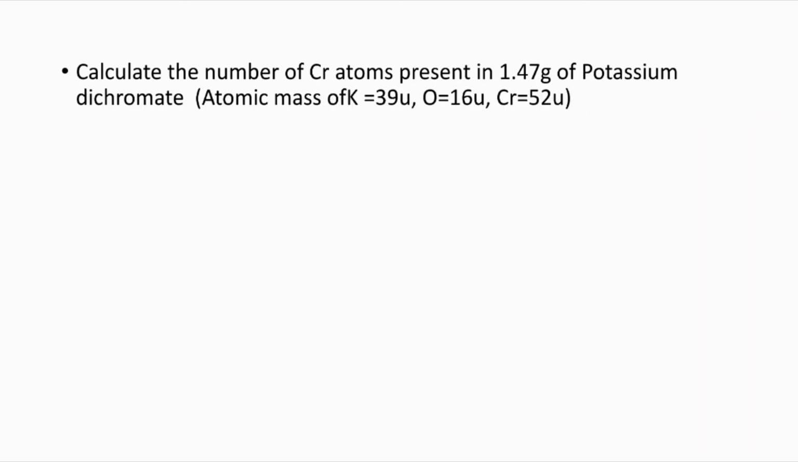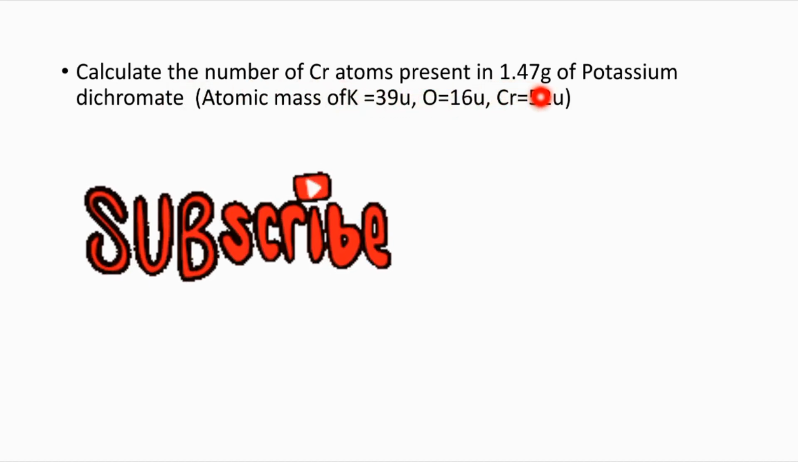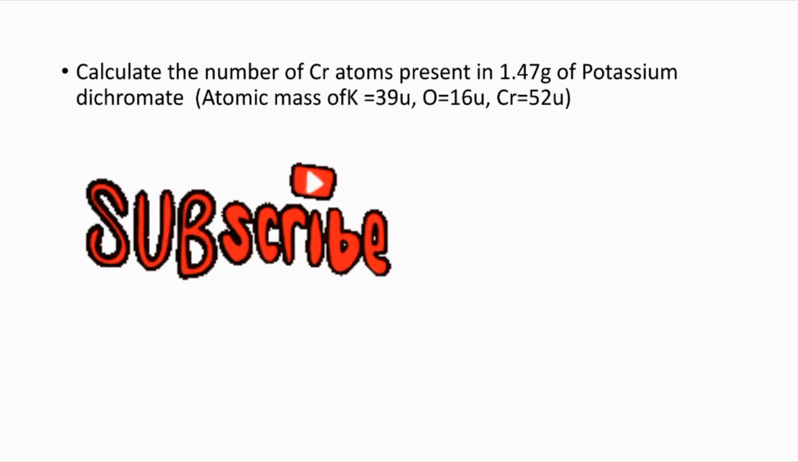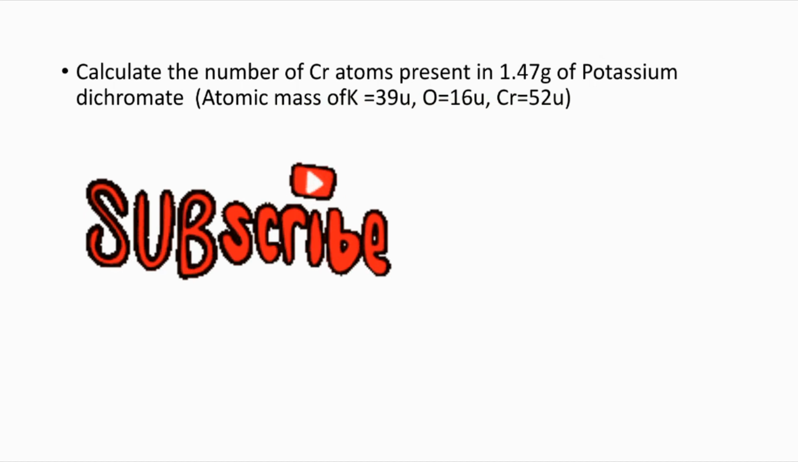Easy. Now see this question. Calculate the number of chromium atoms present in 1.47 gram of potassium dichromate. See, it is similar to the previous problem only. So you can solve this question by yourself. I'll write the answer in the comment box, so you can check your answer.